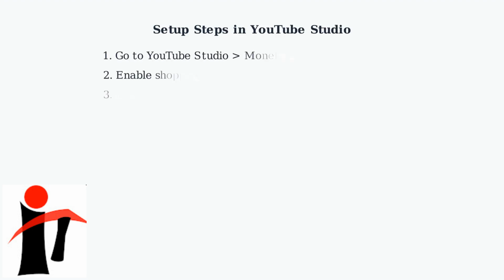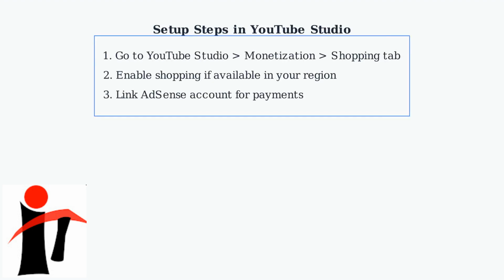Next, head to YouTube Studio, go to the Monetization tab, and then Shopping. Enable shopping if it's available in your region. Full access is in the US, UK, and some EU countries. You'll also need to link an AdSense account for payments.